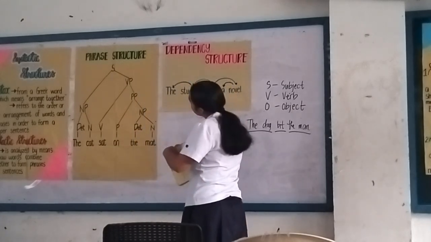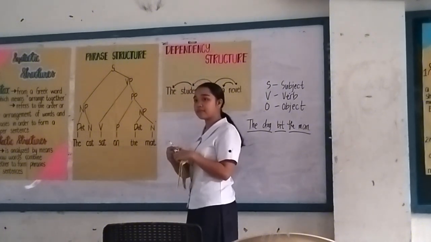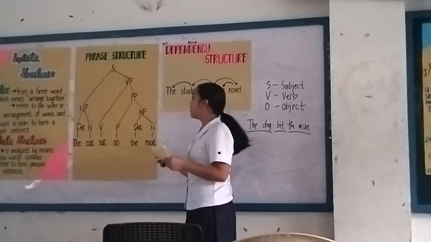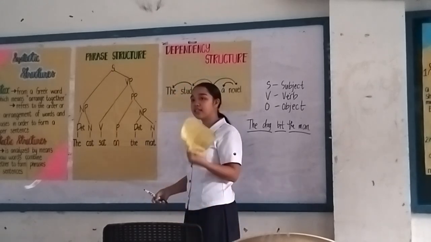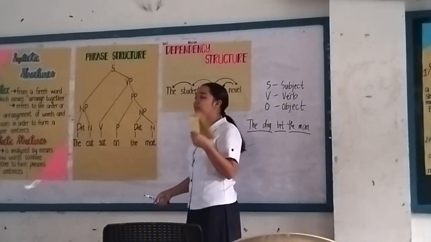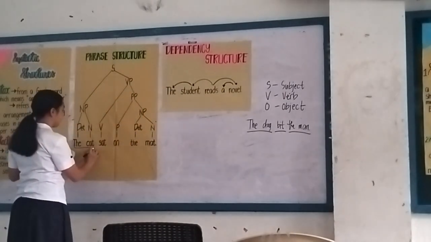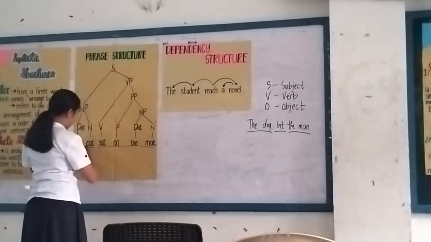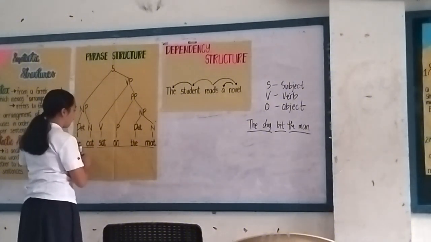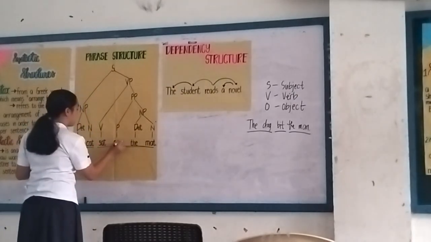So, this is a sentence for the phrase structure. Can you read the sentence? The cat sat on the mat. How many phrases does the sentence have? Two. Alright, it can be two or it can be three. The cat, this is the noun phrase. And then sat on the mat, this is the verb phrase. The third one can be on the mat, which is a prepositional phrase since it starts with the preposition on.